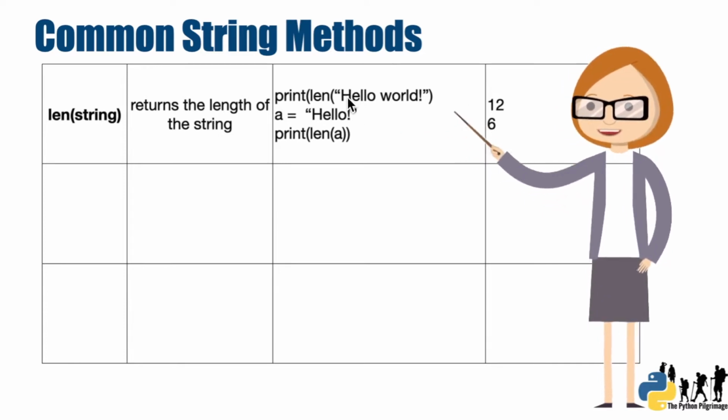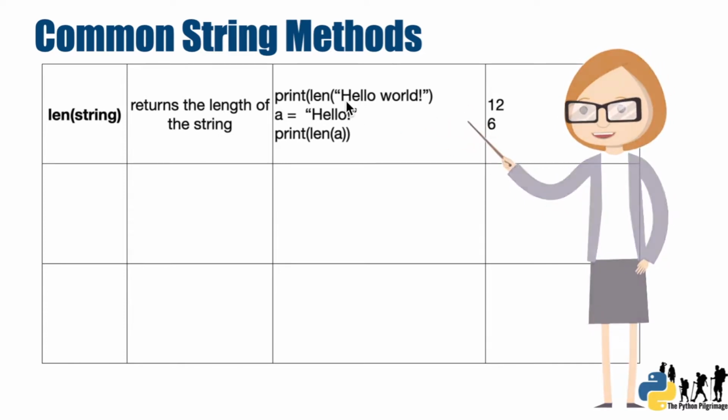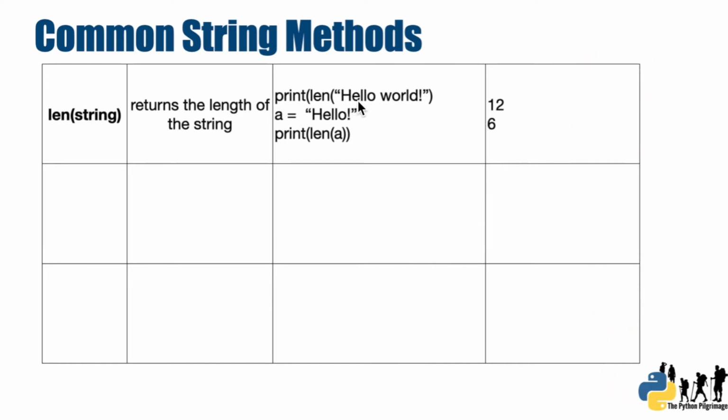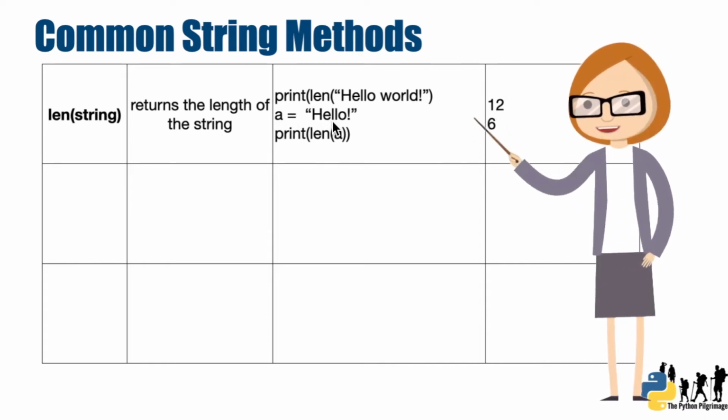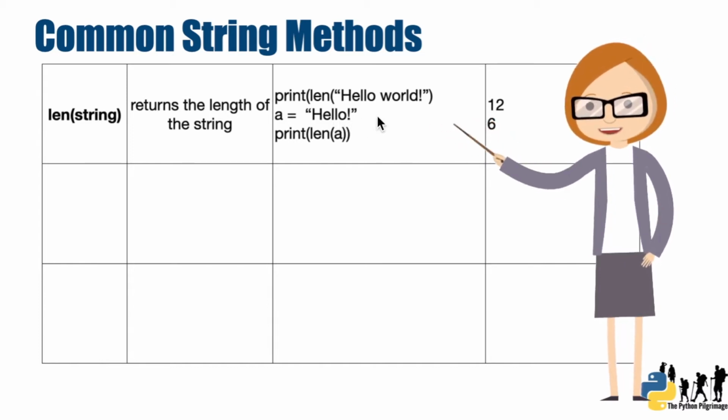If you count the number of characters inside this string, you'll have 1, 2, 3, 4, 5. Space takes up a count. That makes it 6, 7, 8, 9, 10, 11, 12. So that's it for that line. And then for a, we have 1, 2, 3, 4, 5, 6. So the length of a is 6.